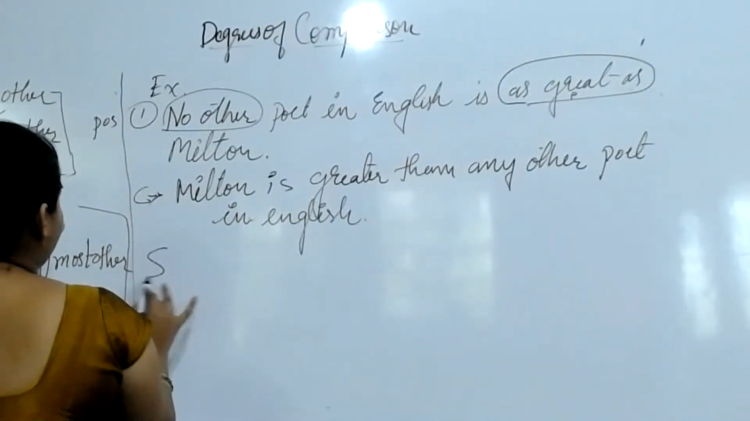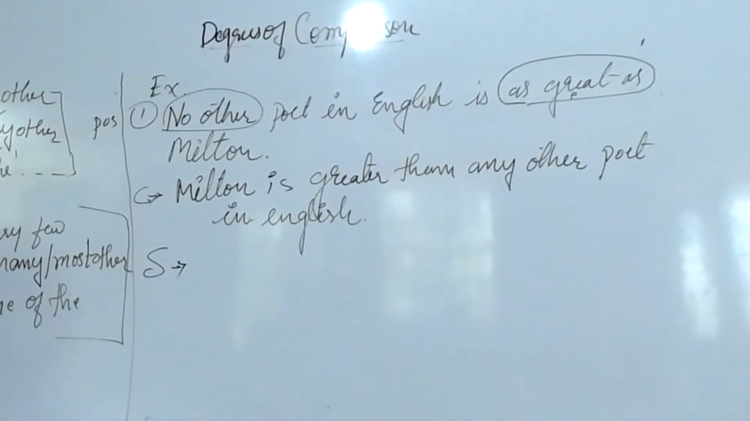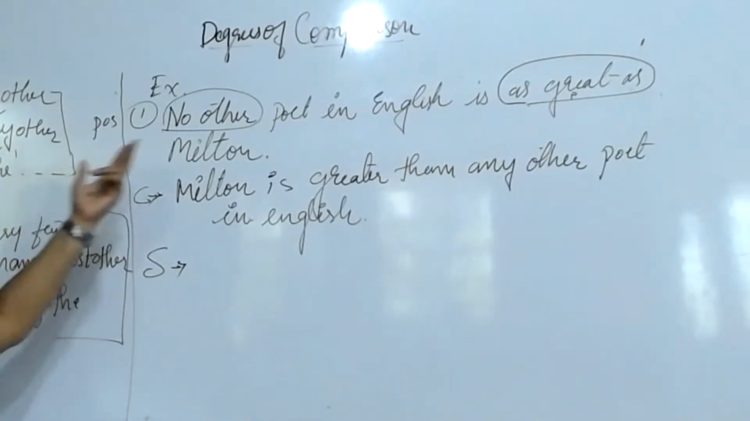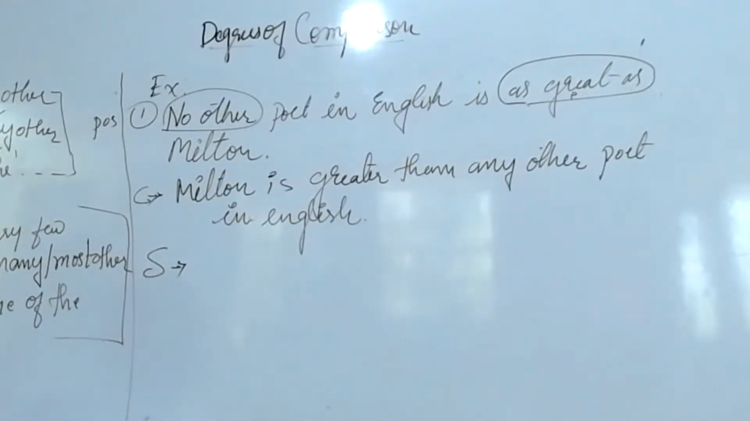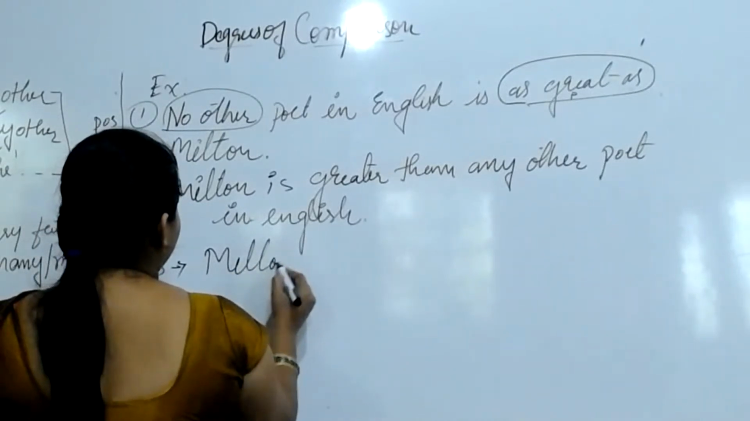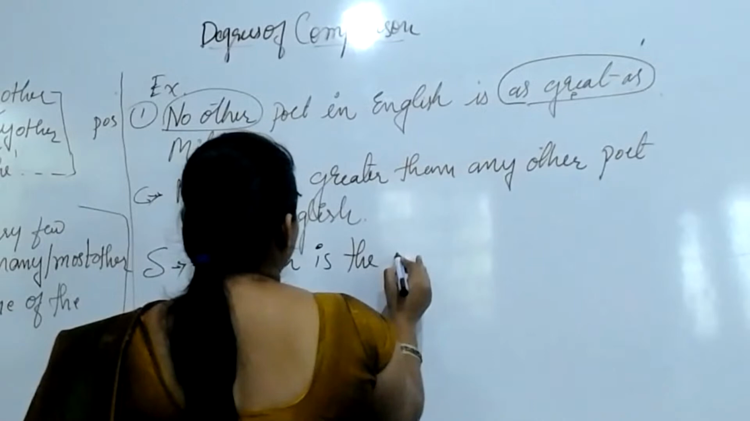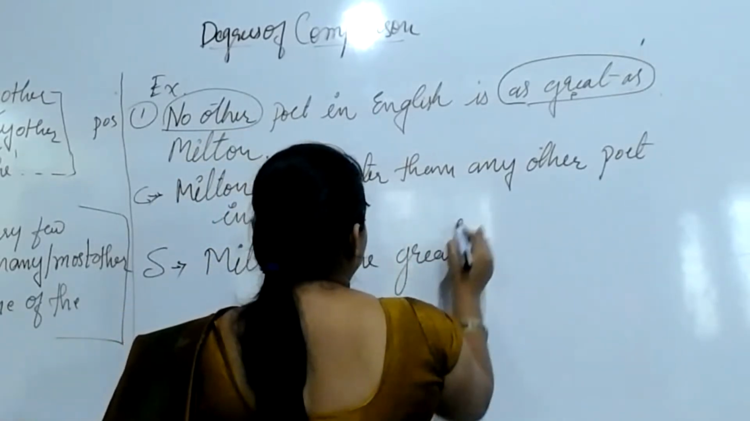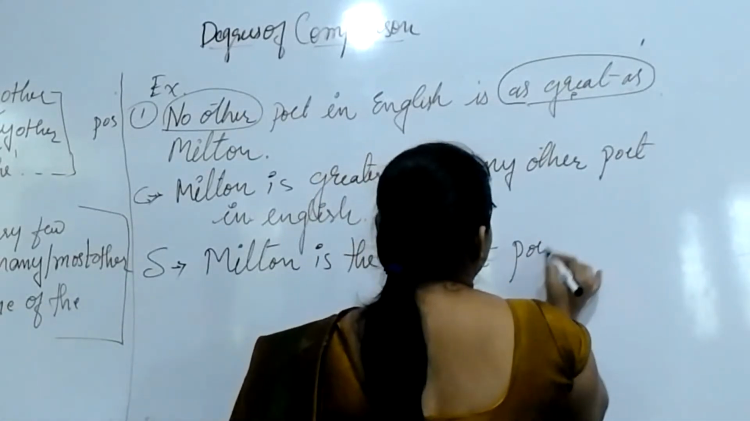So now superlative degree. Again, what is the superlative degree here? You should use the greatest. Okay, you can use est, er according to the context. What are the adjectives given in the sentence, right? Milton is the greatest poet in English.